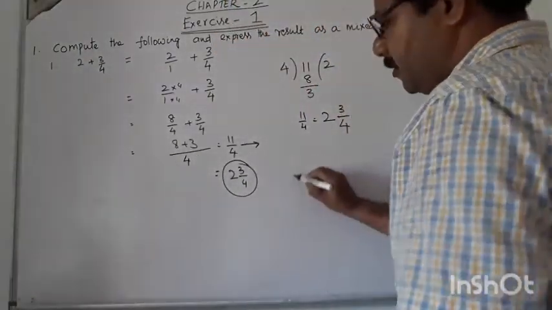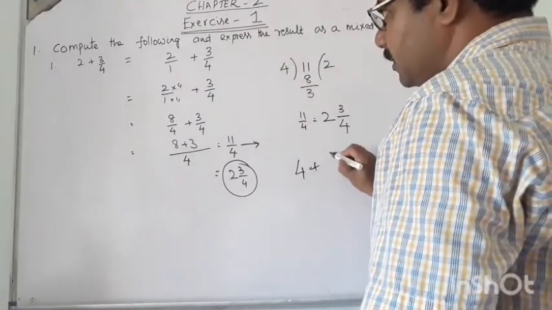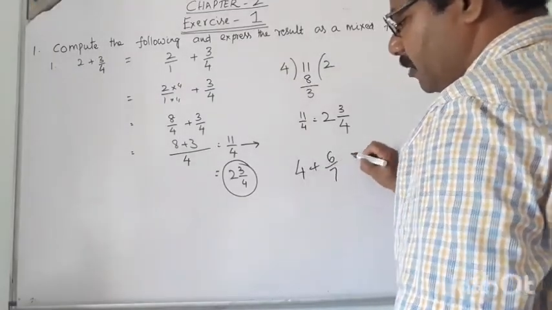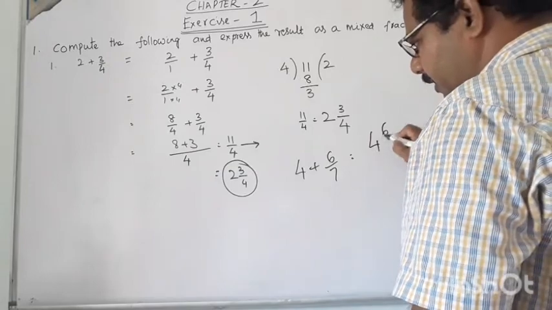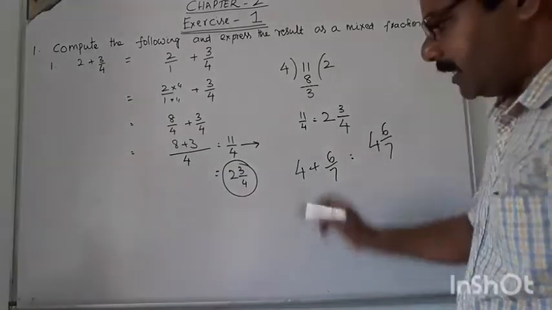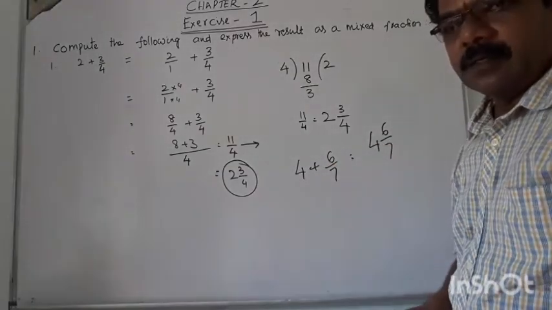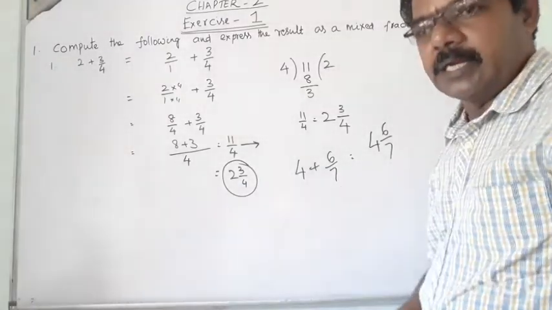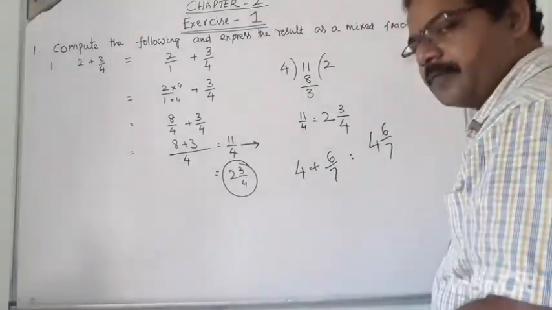Suppose I have given you 4 plus 6 by 7. That also you can directly write as 4 and 6 by 7. Plus is nothing but we are combining. Understand? So easily we can write like this. This is this type of example.